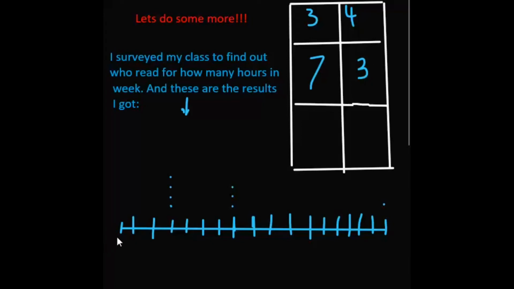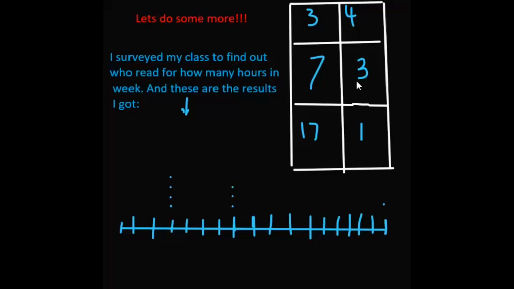So now let's count what number this is. 1, 2, 3, 4, 5, 6, 7, 8, 9, 10, 11, 12, 13, 14, 15, 16, 17. 17? Okay, and then now let's see how many people read for 17 hours. Only one person. Okay. Now, see how I brought the information from the line plot to a chart?